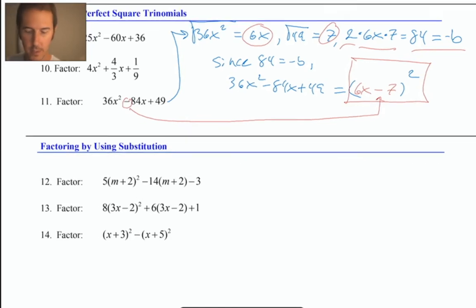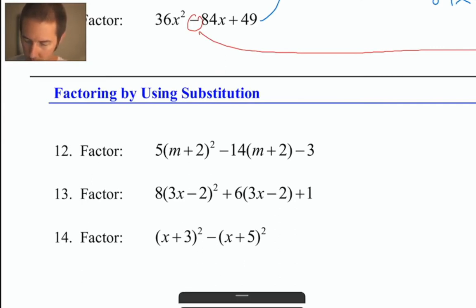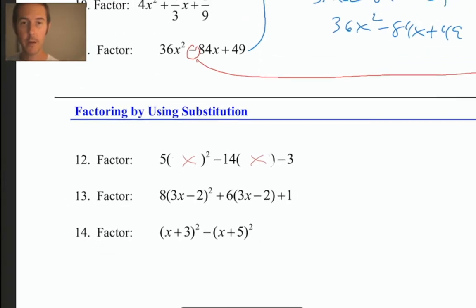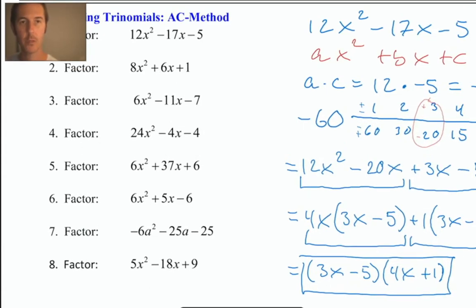You'll notice that these things look an awful lot like a regular quadratic. All I have to do is erase this m minus 2 in here, and erase this m minus 2 over here, and put in an x instead, and now it says 5x squared minus 14x minus 3. I know how to factor that. I'd factor that the same way I factored all of these problems up here, using the AC method.